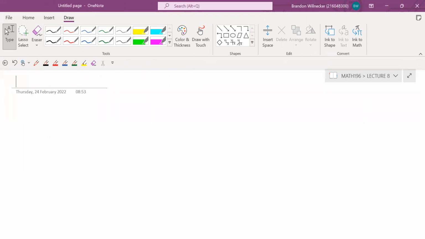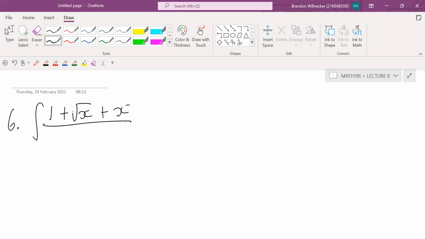Okay, let's take a look at some more examples. So we're on example number 6. We have the integral of 1 plus the square root of x plus x, all over the square root of x, dx. Okay, again, this looks really complicated. We've got square roots of x and we've got fractions, but we can just expand this out and we'll end up with something nice and simple.